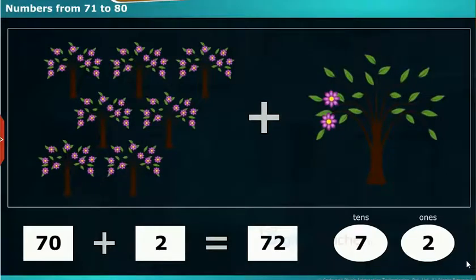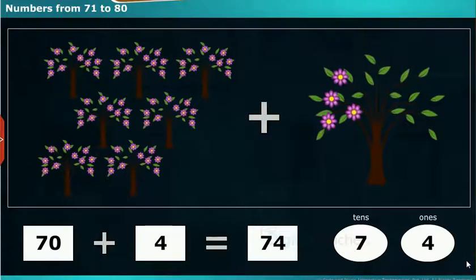Again, plant flowered 1 more flower on day 3. So, 70 plus 3 is equal to 73. Total is equal to 73 flowers. In the next day, plant flowered 1 more flower, day 4. So, 70 plus 4 is equal to 74. Total is equal to 74 flowers.